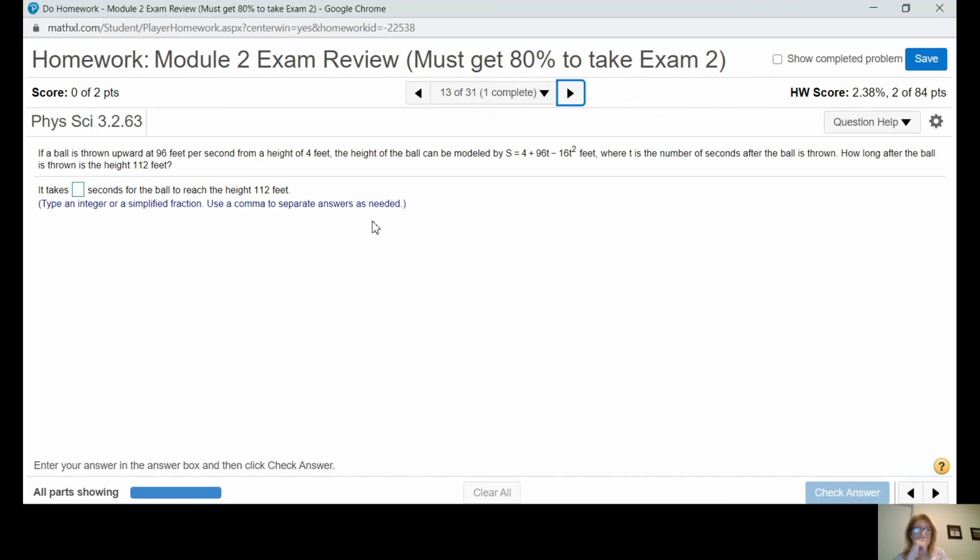Use integers and a comma separated. Integer or simplified fraction. Use comma to separate the answers. Okay, well, let's see. Simplified fraction, 1.5 would be 1.5. I guess they want 3 halves. And 4.5 would be what, 9 halves? Yeah.